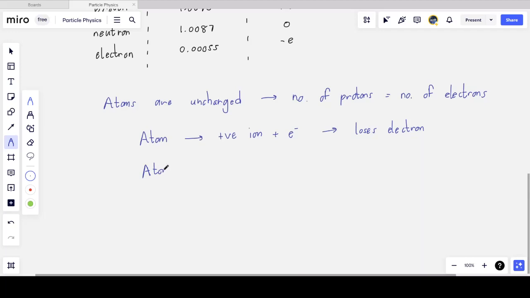On the other hand, an atom can gain an electron. So an atom can become more negative by accepting an extra electron, and this becomes a negative ion. Here, the neutral atom gains an electron, hence gains a negative charge and becomes a negative ion. So a negative ion has an excess of electrons, a positive ion has fewer electrons.